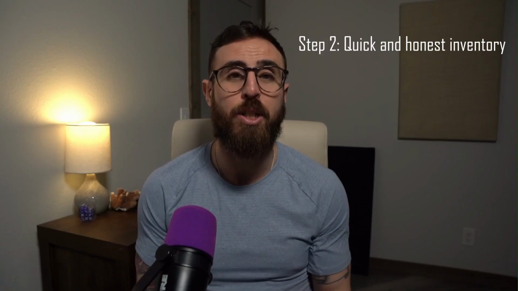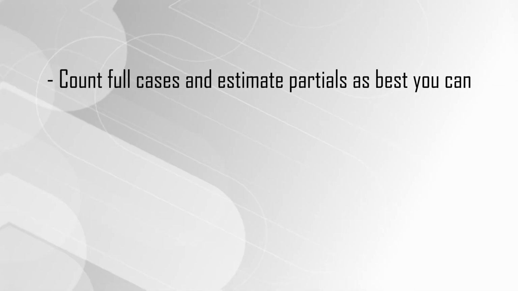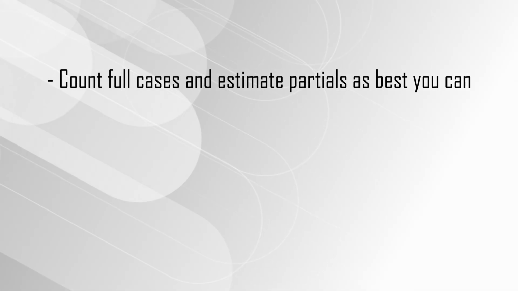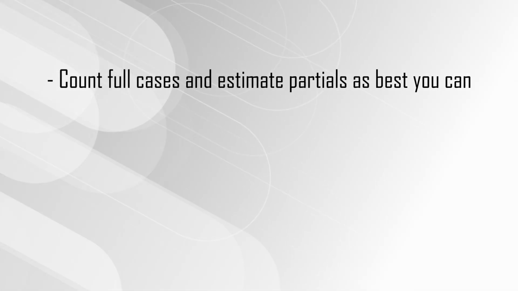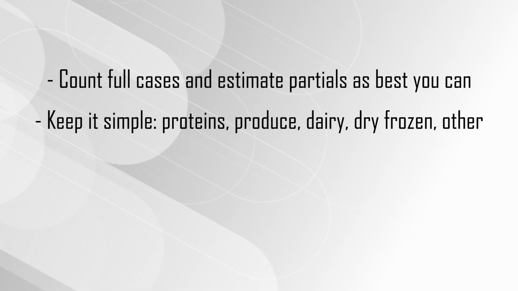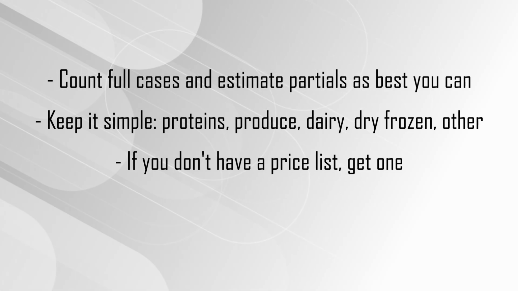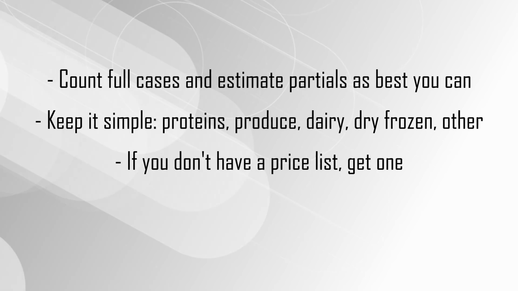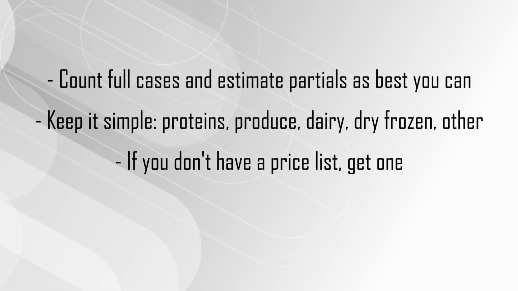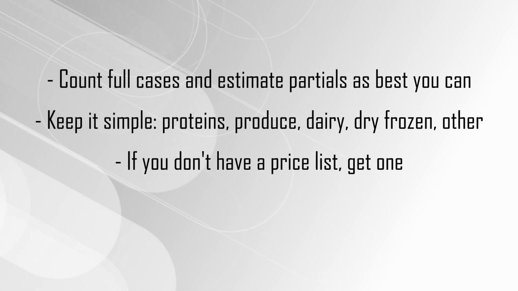Step 2, do a quick, honest inventory. You don't have to weigh every single fry, but you do need a consistent method. Count full cases and estimate partials the same way every week. Use a simple sheet: proteins, produce, dairy, dry, frozen, other. If you don't have a price list already, get one. Then you can focus on just counting inventory and not worry about finding the prices in the moment.